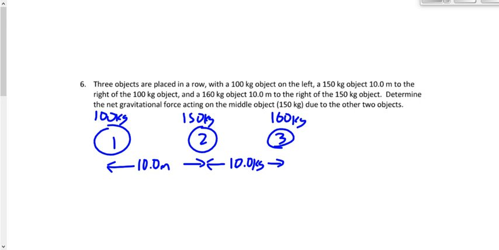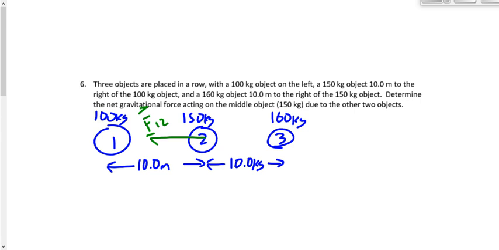Which way does 1 act on 2? Push or pull? Ryan, does 1 push 2 to the right, or does it pull it to the left? Pulls it to the left. I'm going to call that F12. Some of you guys called it just F1, whatever. Whatever you want to call it, doesn't really matter. What about 3 on 2?